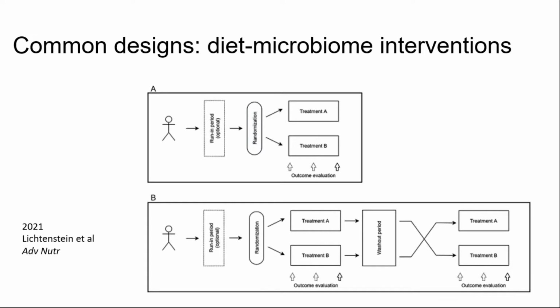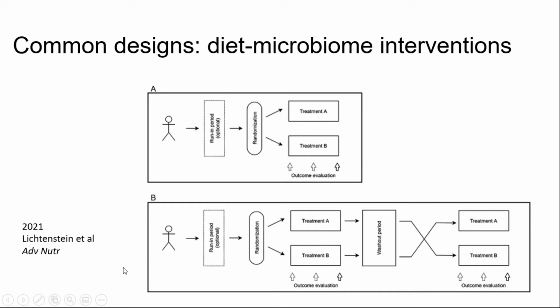So in the literature, there are pretty much two basic diet microbiome interventions that are most commonly observed. And one is this cross-sectional study design, which is at the top in A, where you might have individuals, you might give them a run-in period, and then you're going to randomize them to treatments and then evaluate the impact of that treatment. And this is without necessarily collecting any sort of baseline data on these individuals.